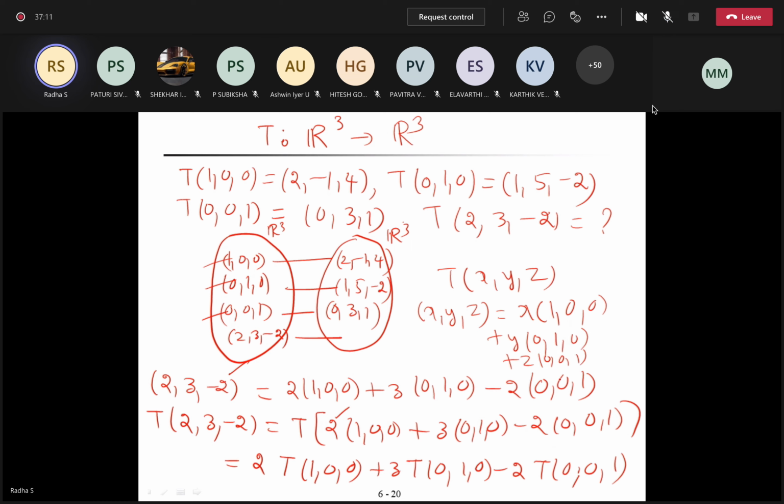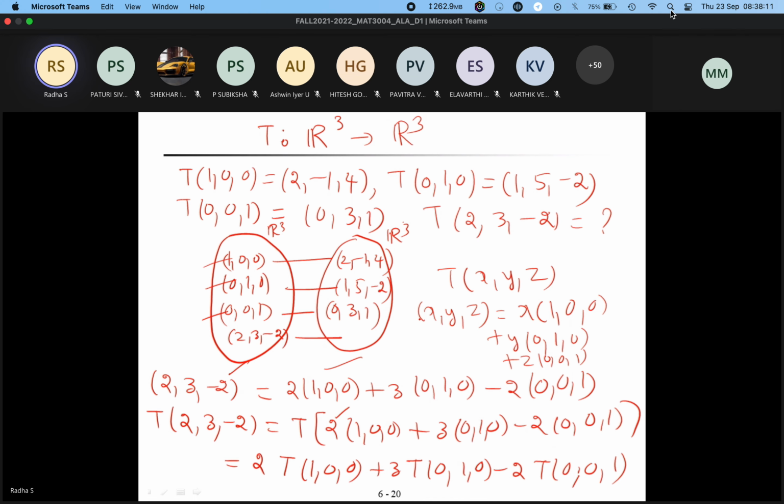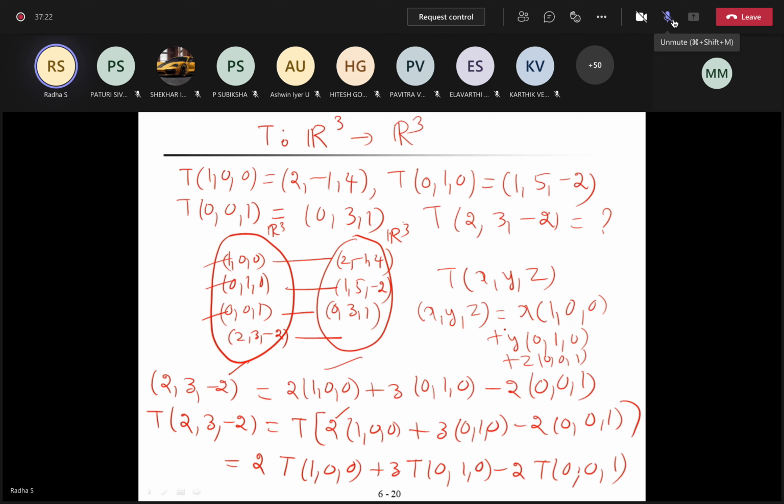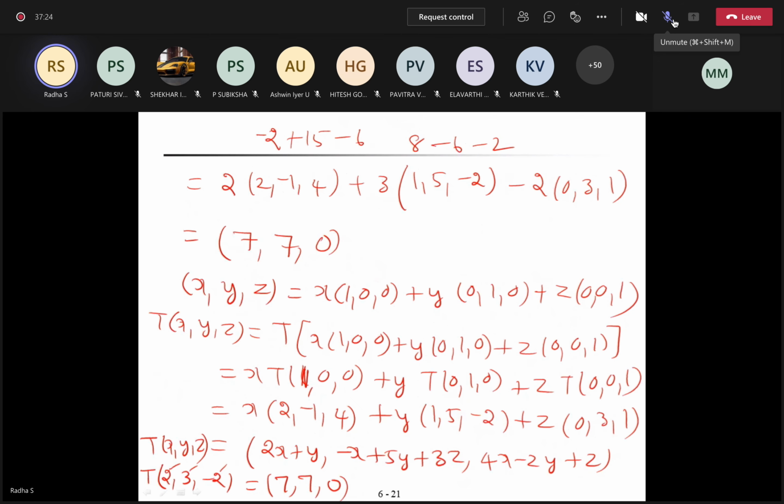That's all right. Here also you did the same thing. That's what I asked you to look into. Same thing. This is for a particular point we are doing. Here it's an arbitrary point x, y, z. Same concept you used. See, I've written here. Just see this. X, y, z is this. So T of x, y, z is. Can you understand?